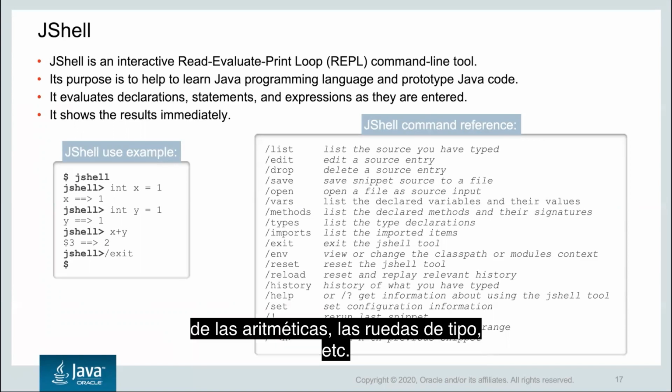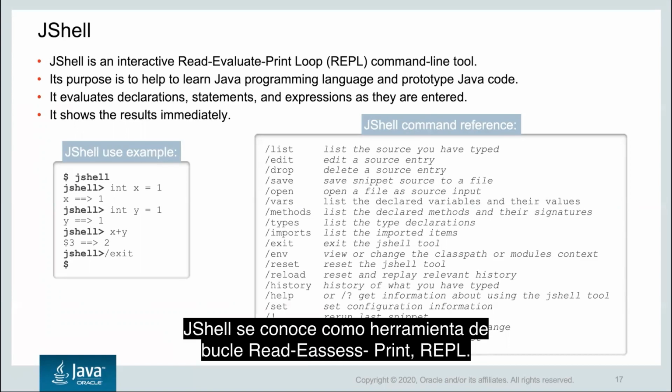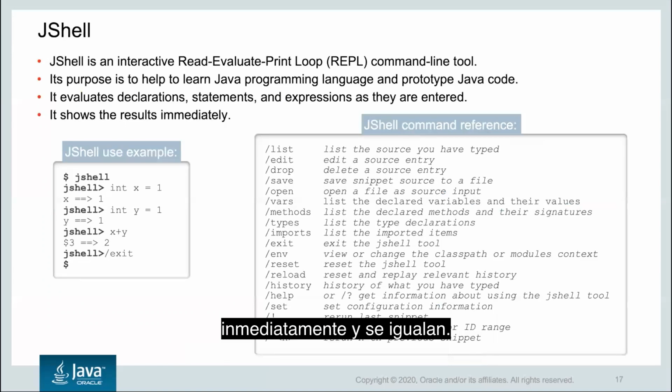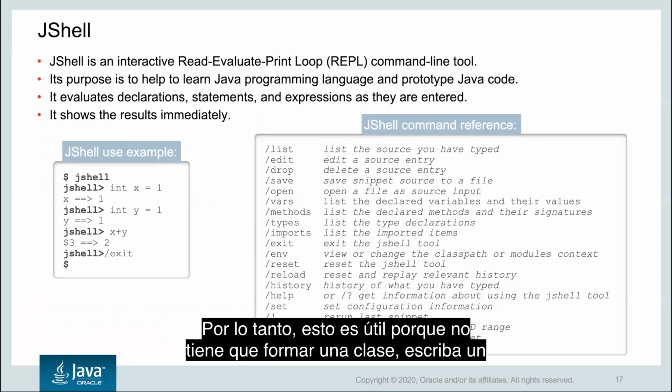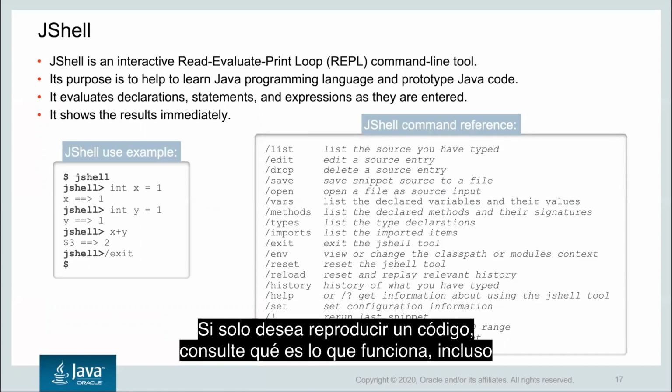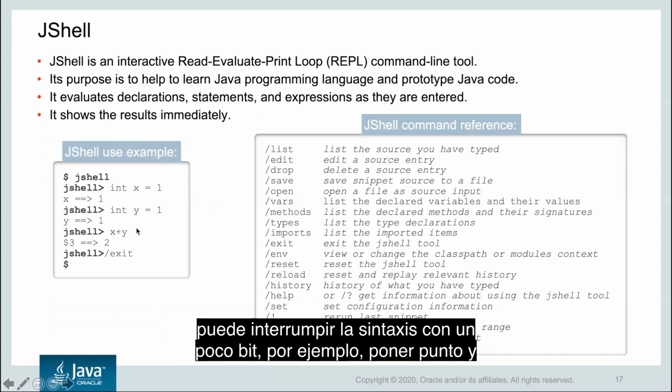Various variables before arithmetics, castings, and so on. The JShell is known as the read-evaluate-print loop. This is really handy because you don't have to go through all these formalities. You just want to play with the code, see what's what, how it works. You can even break things.